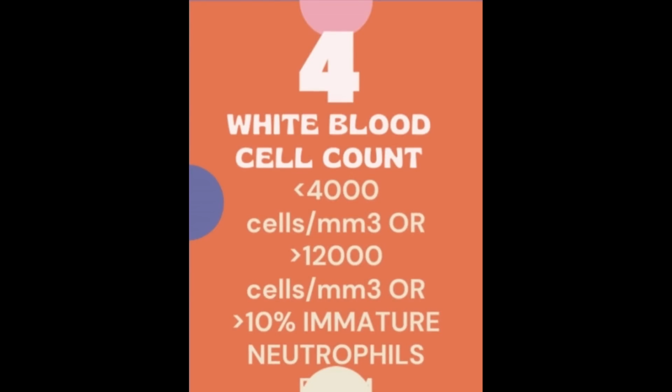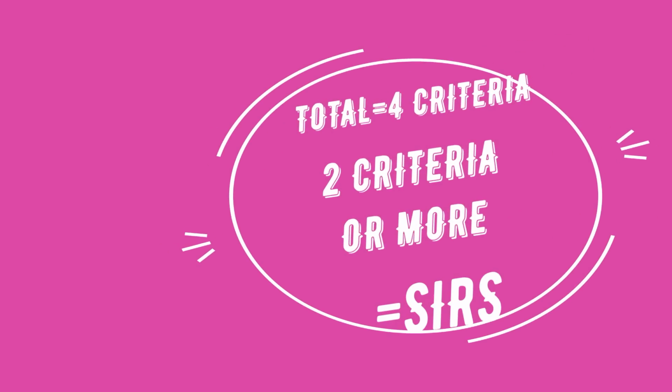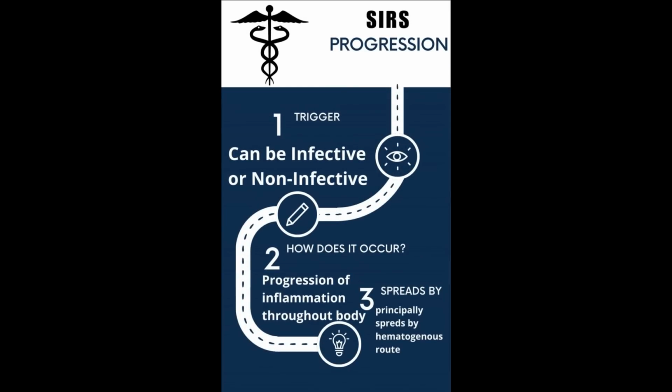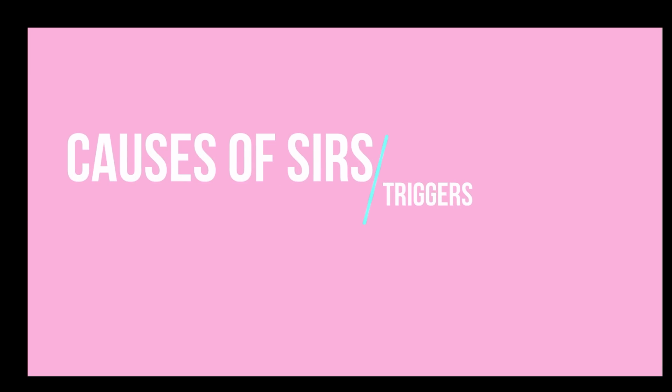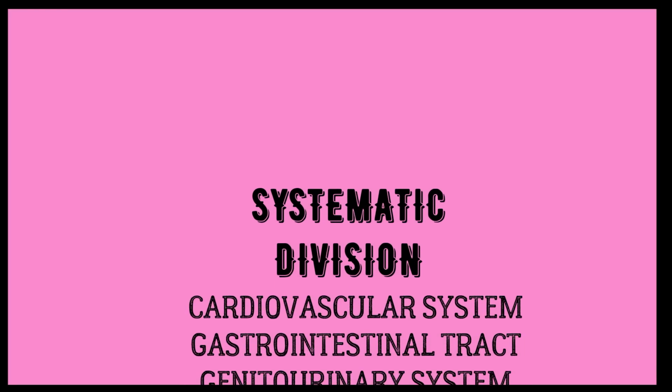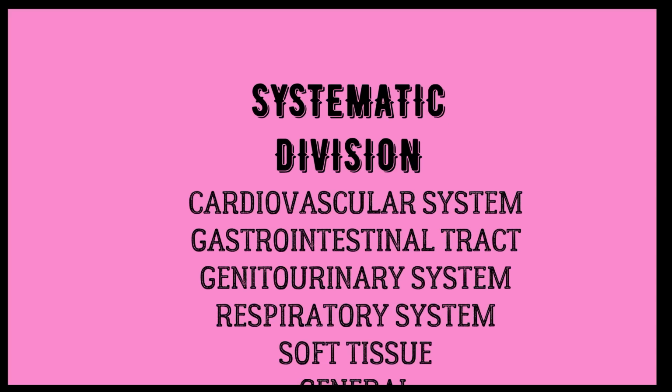These four criteria, if two of these are found, are considered positive for SIRS, and a diagnosis of SIRS can be made. SIRS is basically the result of progression of inflammation throughout the body, which principally occurs hematogenously and finally results in SIRS. The causes of SIRS can be considered as triggers, and they can be classified further as being infective or non-infective. If we divide them systematically according to the organ they affect, in the cardiovascular system there are infective and non-infective causes.